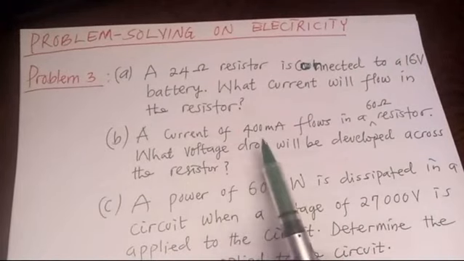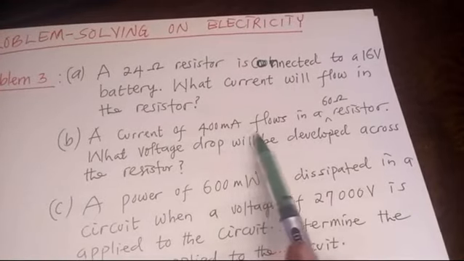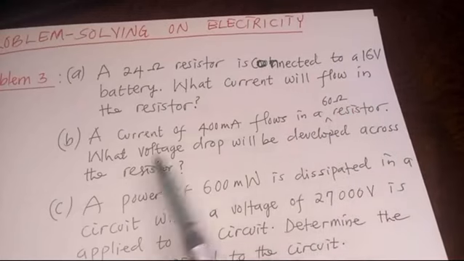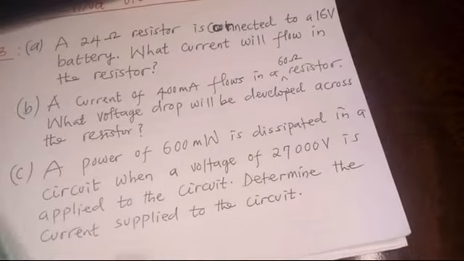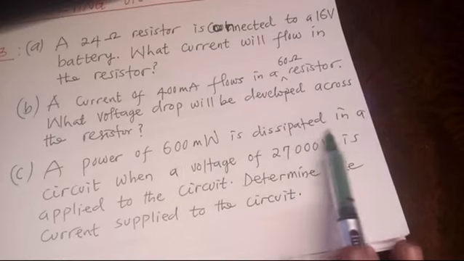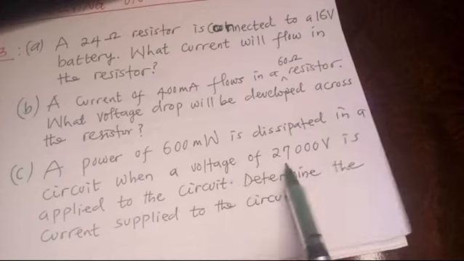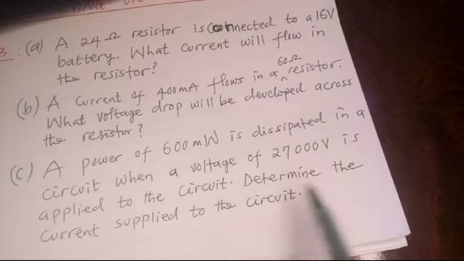The B part says a current of 400 milliamperes flows in a 60 ohm resistor. What voltage drop will be developed across the resistor? Finally, the C part of the problem says a power of 600 milliwatt is dissipated in a circuit when a voltage of 27,000 volt is applied to the circuit. The question is determine the current supplied to the circuit. Okay, as usual, we are going to take the problems one by one.